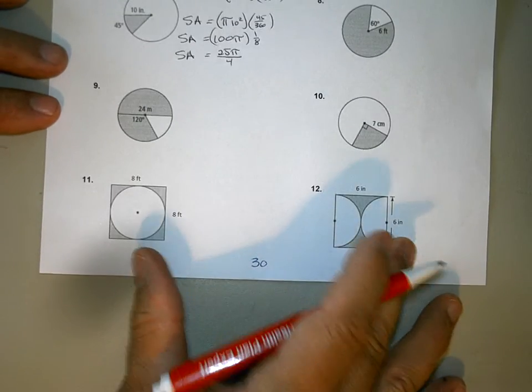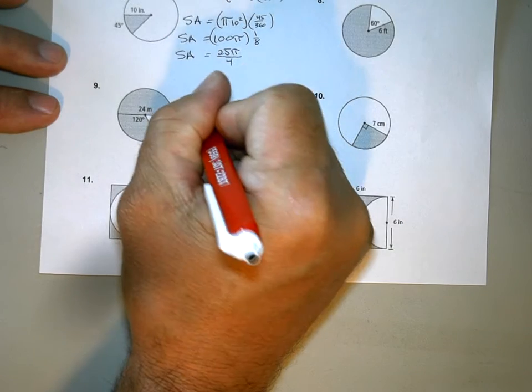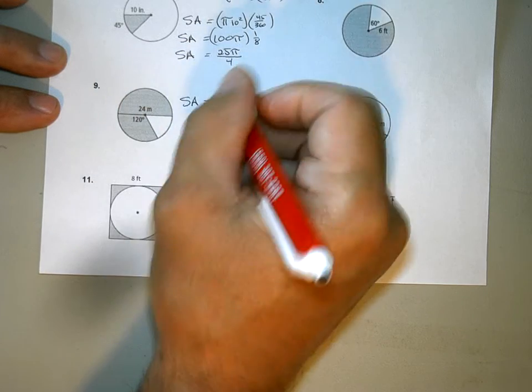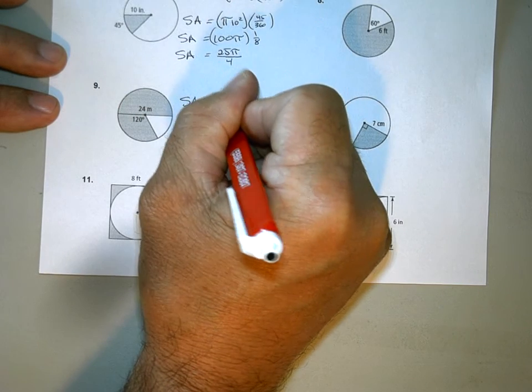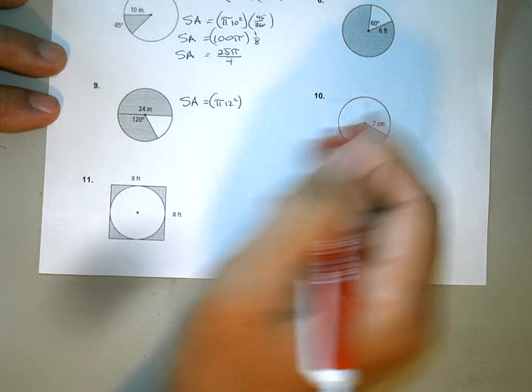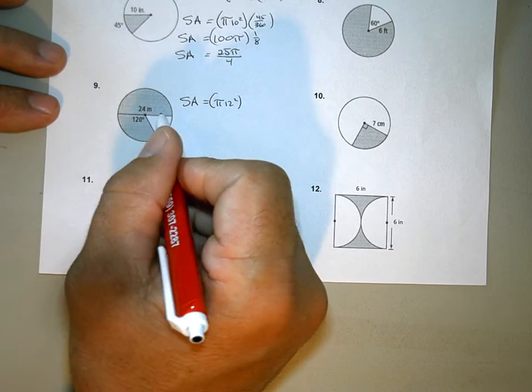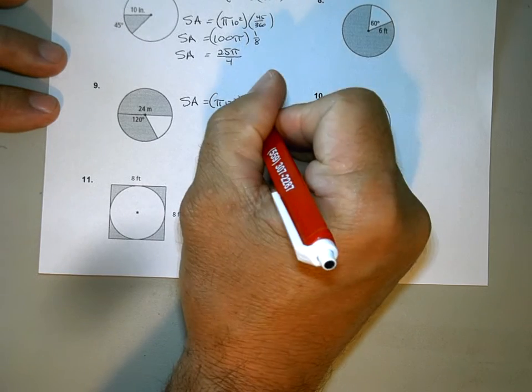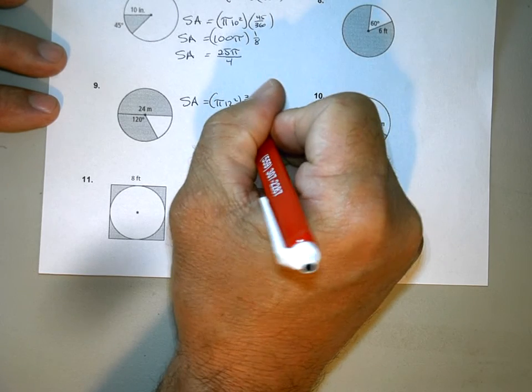All right, number 9. Sector area equals, we got a diameter of 24, so it's pi times 12 squared, and this is 120 degrees, so 180 plus 120 is 300. 300 over 360.